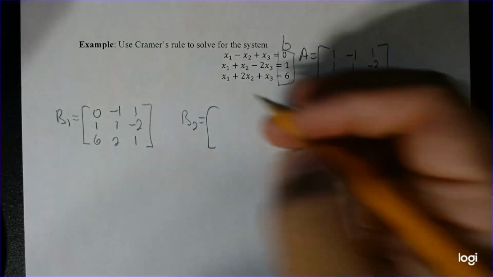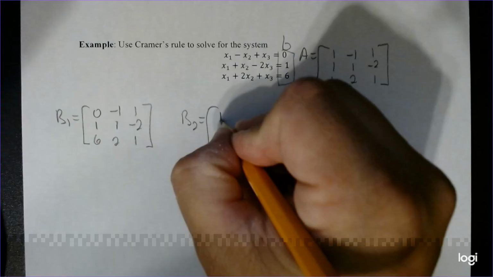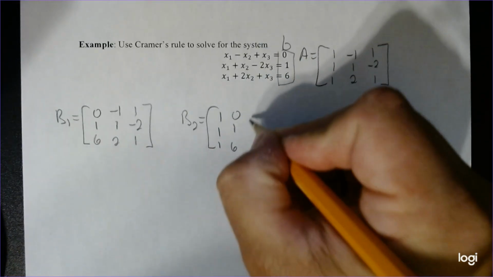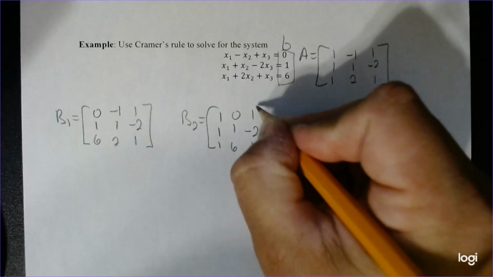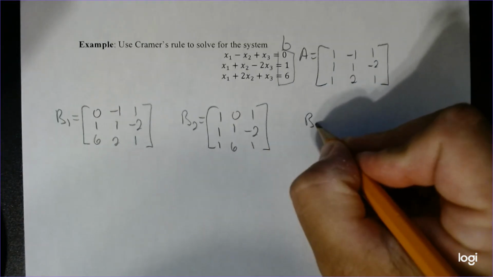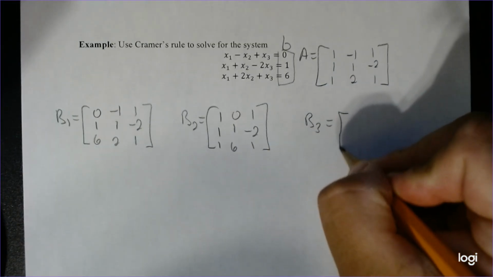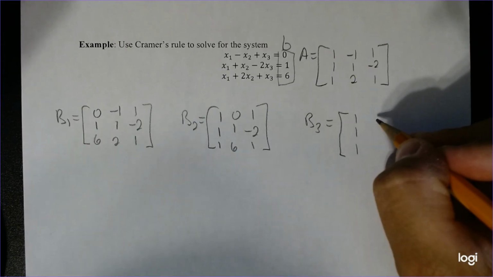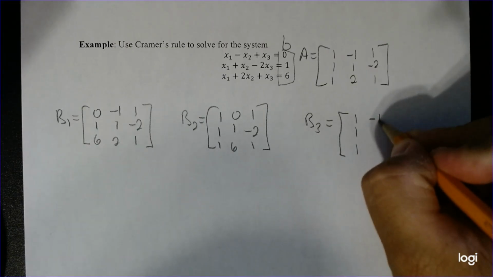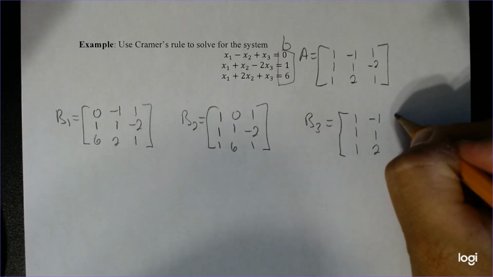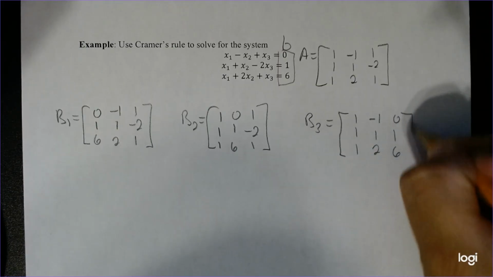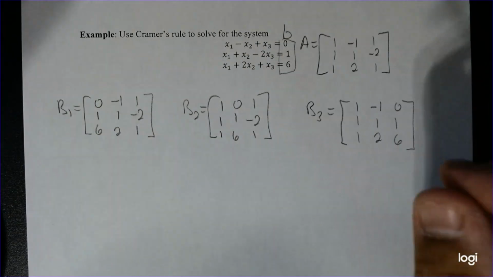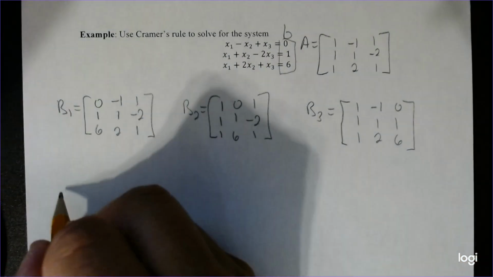So now this time, the second column changes. Everything else stays the same. So this is now going to be 0, 1, 6. And the other one is the same. And then finally the third one. And again, find the determinant of each one individually.